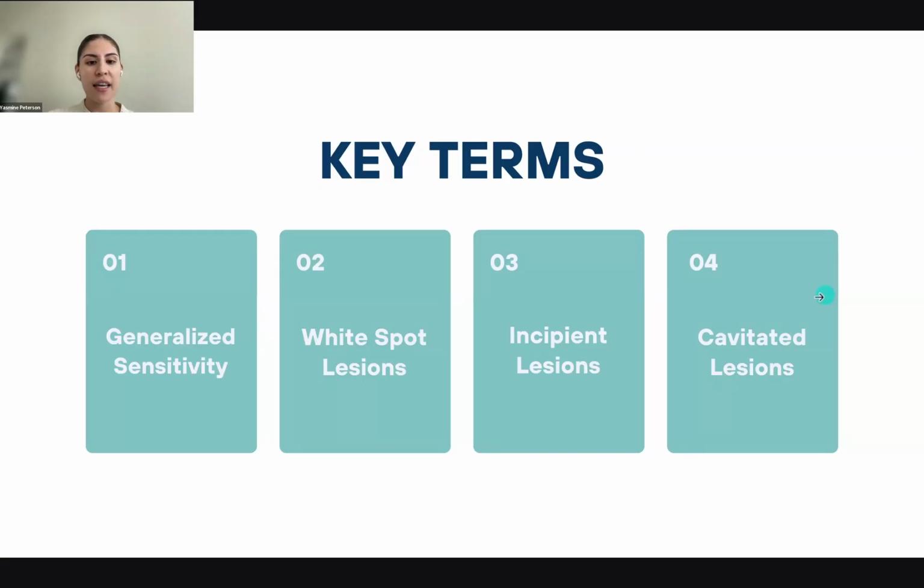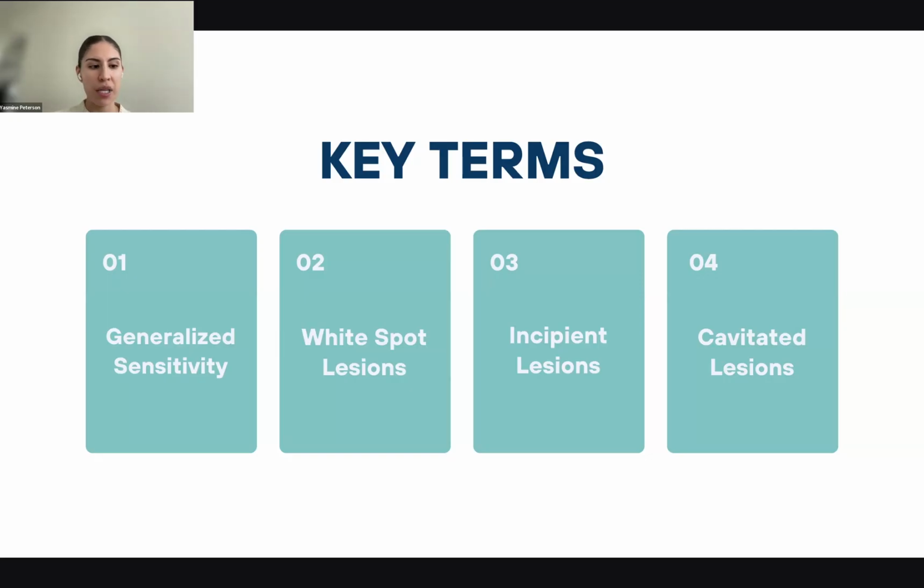Second, I wanted to go over white spot lesions. White spot lesions is more of a descriptive term. It's the first clinical sign of an enamel demineralization. It's going to appear as opaque, chalky white, non-cavitated discolorations on the surface of the tooth.